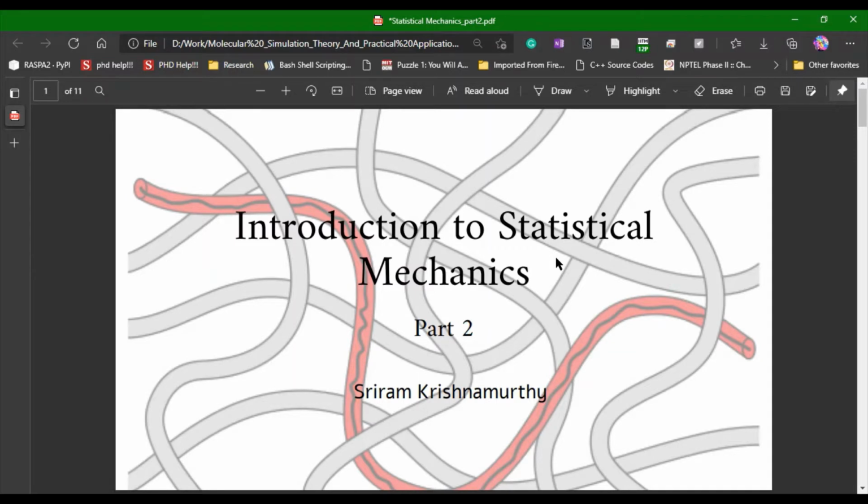Today we'll be delving deeper into some basic concepts of StatMech. Particularly, we'll be discussing the definition of temperature and how it is defined using StatMech.